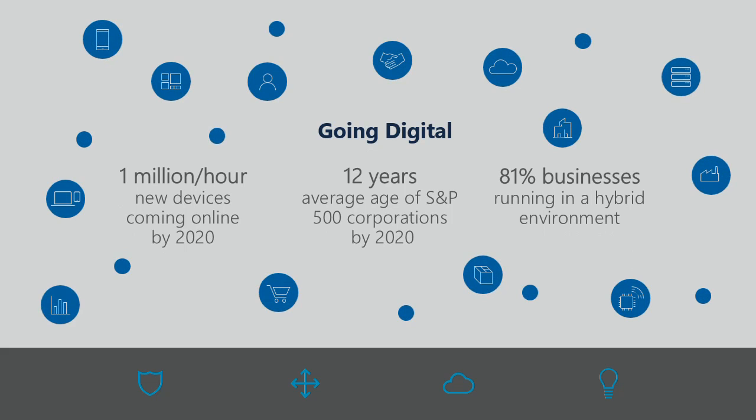So that's a look back, let's look ahead. In the next few years, what's going to happen? A lot of the forecasts that we are commissioning indicate that by 2020, there will be about 1 million devices coming online every hour. And in about 20 years, the average age for an S&P 500 company will be 12 years, compared to 60 years as of the 1960s.